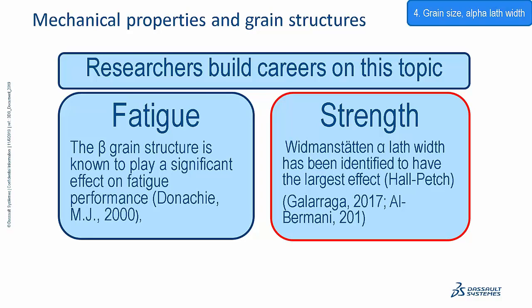The mechanical properties of Ti-6Al-4V are associated with the microstructures and the composition of solid phases. The beta grain structure is known to play a significant role on the fatigue performance, and the Widmanstätten alpha lath width has been identified to have the largest effect on the strength properties. Therefore, it is important to calculate the alpha lath width, beta grain size, and morphology in the FE analysis.